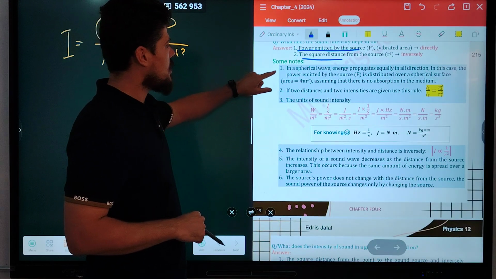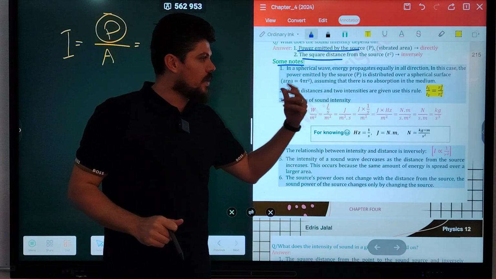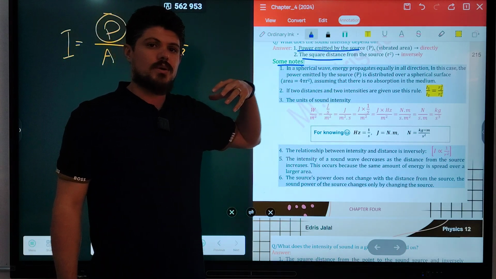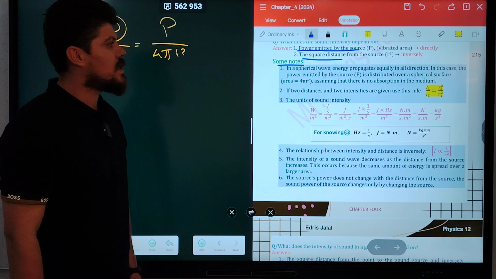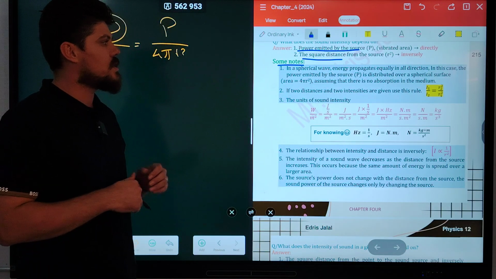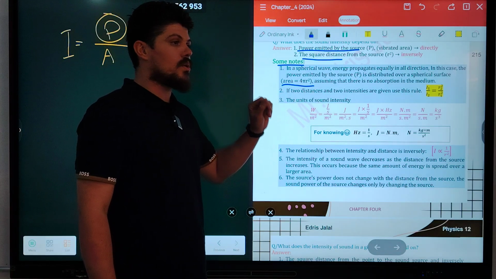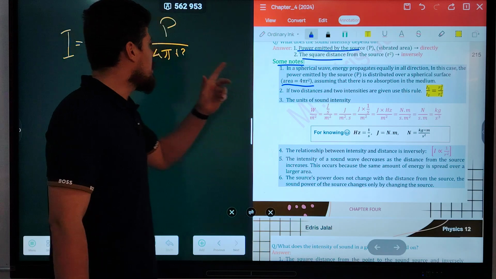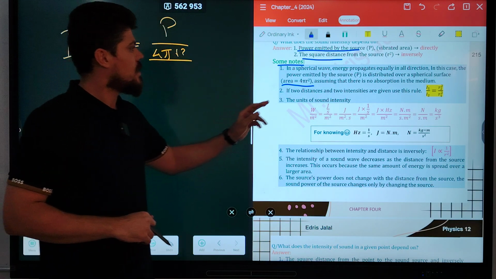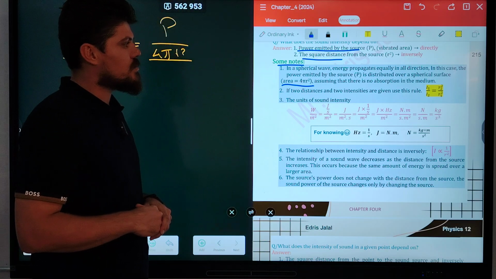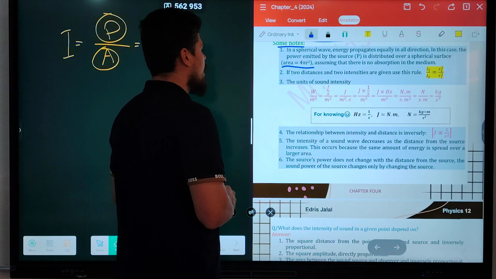We have some notes about the intensity of sound. In a spherical wave, because the sound propagates in a spherical wave, energy propagates equally in all directions. In this case, the power emitted by the source is distributed over a spherical surface, so the area of the spherical surface is equal to 4 pi r square. Instead of this area, can you write 4 pi r square? Yes, you can do it. So, assuming that there is no absorption in the medium, you can calculate the intensity of the sound.